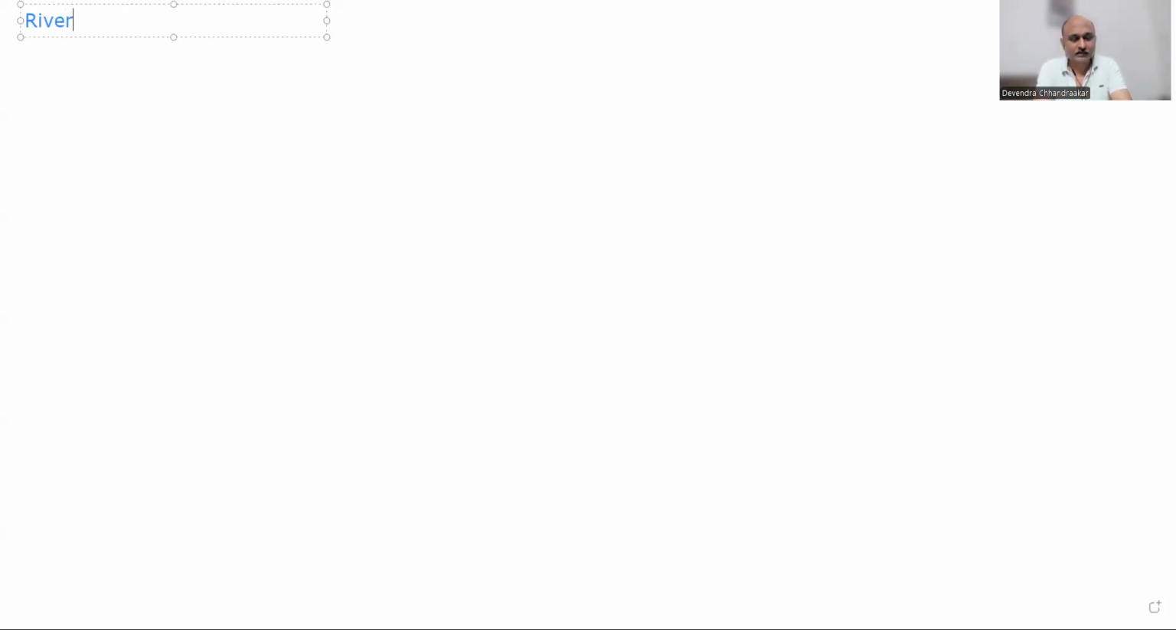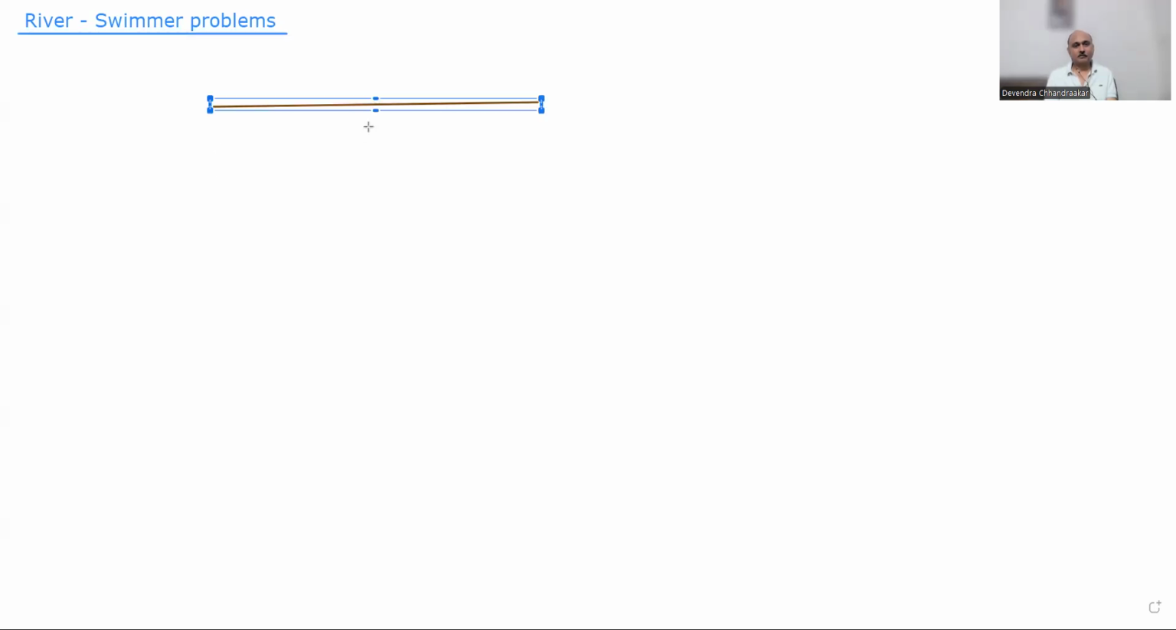So we are discussing river swimmer problems, and sometimes the swimmer is replaced by a boat. These are river swimmer problems. We start with this very good example, a very interesting one also.